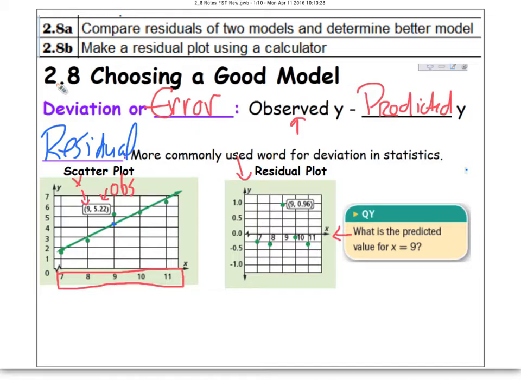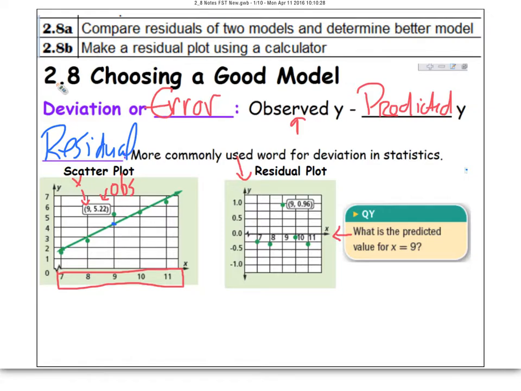Well, if you come to this residual plot, which is just a plot of all the errors for these 5 ordered pairs, when x was 9, we look at 9 and we go up, and the residual is roughly at 1. It's actually, right here again is the x value. This right here is the residual value, which they're saying is 0.96.